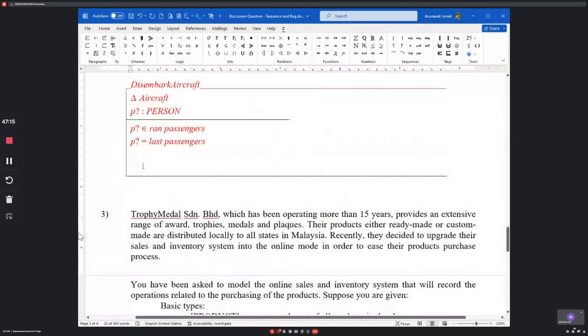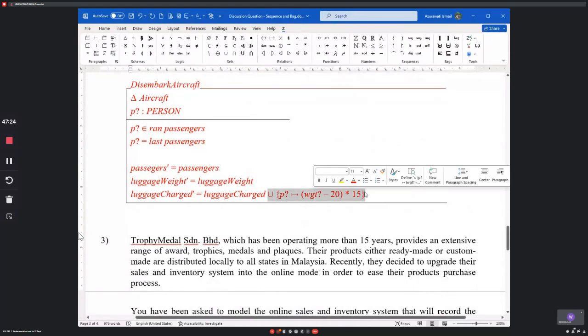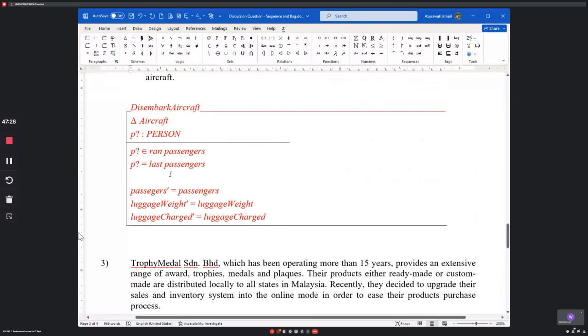Okay, I want to update. Here I will remove the data first. I want to allow the person to leave the aircraft, which means that the person must be the last of my passengers in the sequence. After he leaves the aircraft, I need to update my passengers list. In this case, oh, missing N.